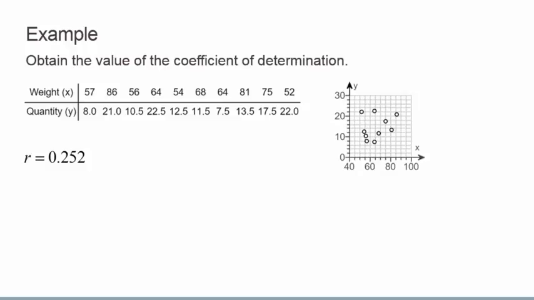Continuing, obtain the value of the coefficient of determination. One option I have is to square R. R squared equals 0.252 squared, which is 0.064.